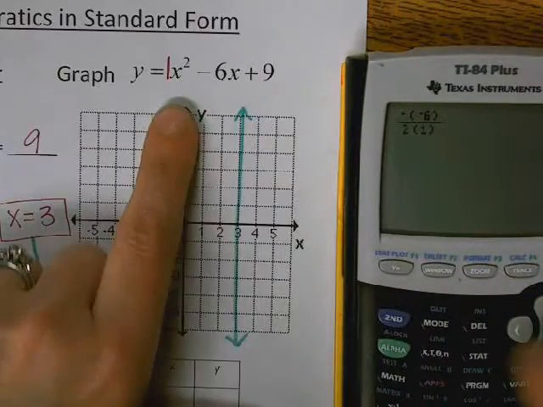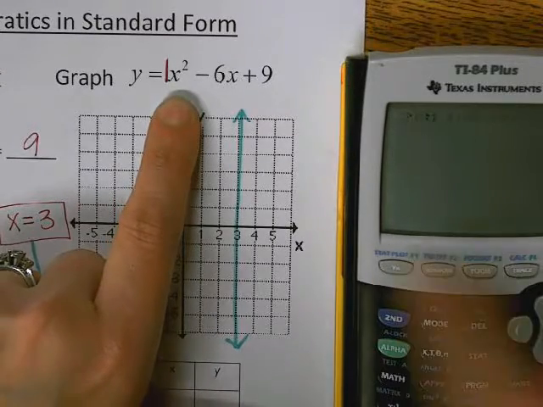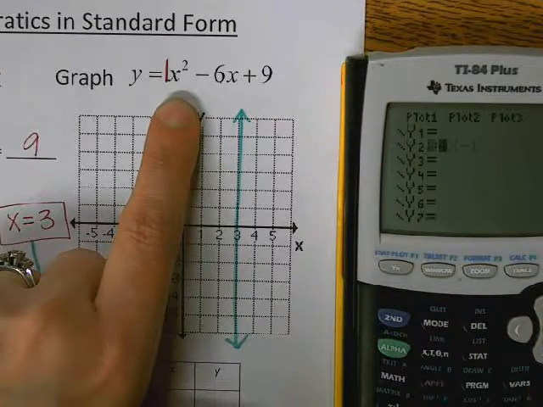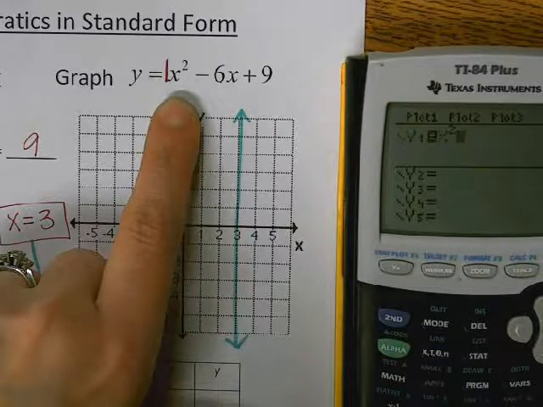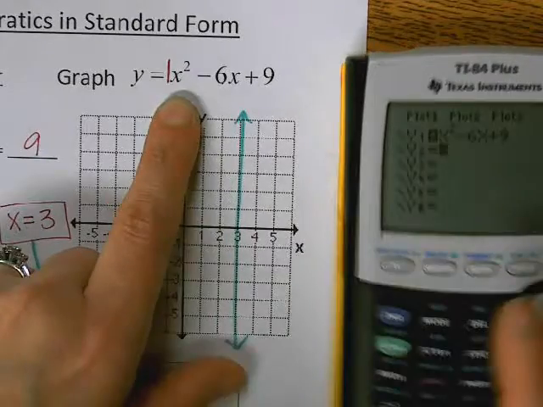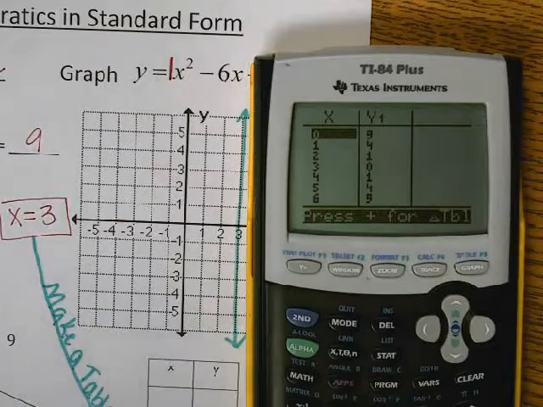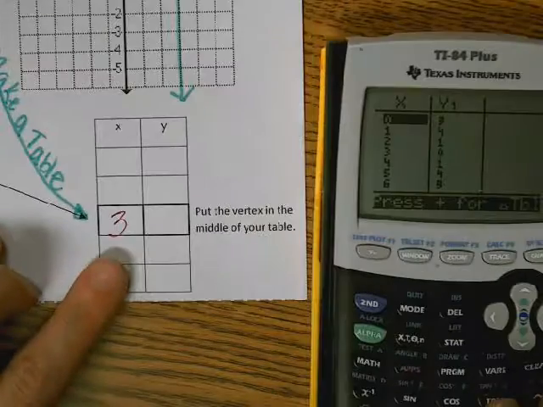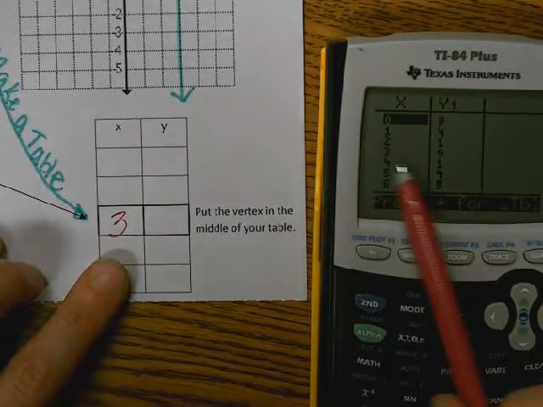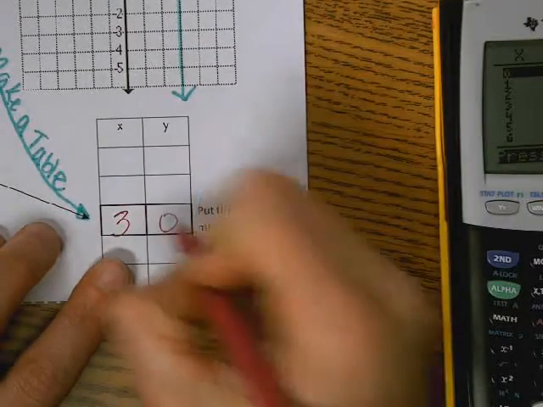Just like yesterday, we type in this equation in y equals. So go to y equals, push clear out anything that's in there already, and type in x squared minus 6x plus 9. Type it in, and then go to the table. Now I want to know what it is at 3. So at 3 on my table it's 0.